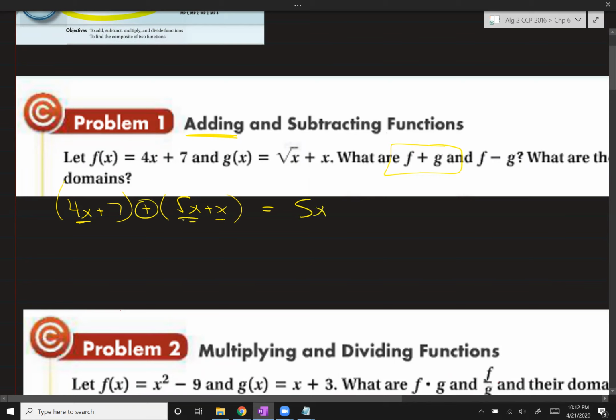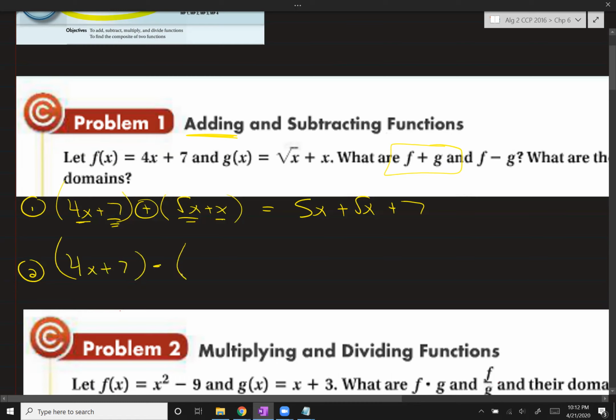I have the square root of x, which is all by itself, and I have a 7, and these are all unlike terms, so no big deal with that. So make that number 1. Number 2, this is going to be our subtraction, so same thing that I have here, 4x plus 7.